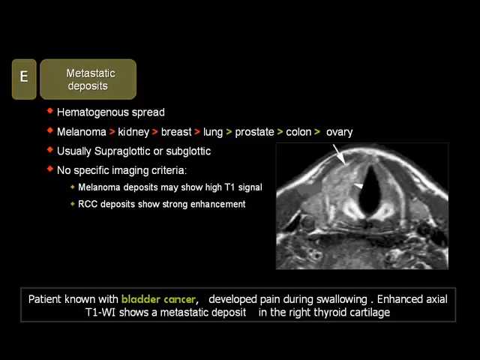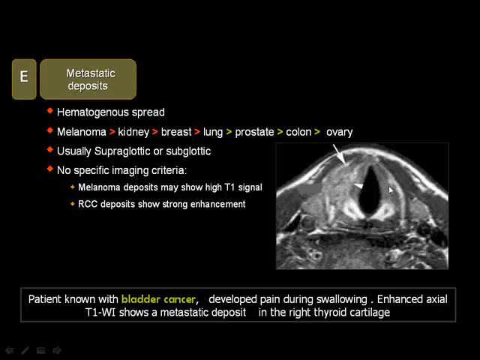Metastasis can also occur in the larynx, and the basis for diagnosis is the well-known primary malignancy. You know that melanoma, renal cell carcinoma, bronchogenic, and breast cancers and so on can send metastasis to the larynx. And this is a case of a soft tissue mass infiltrating the region of the true vocal cord.